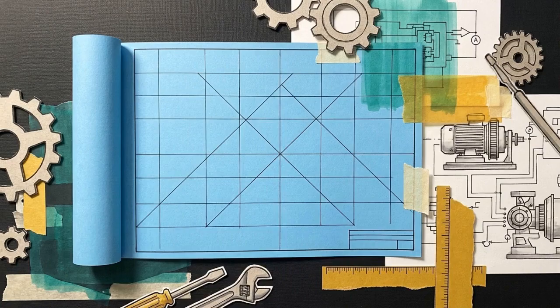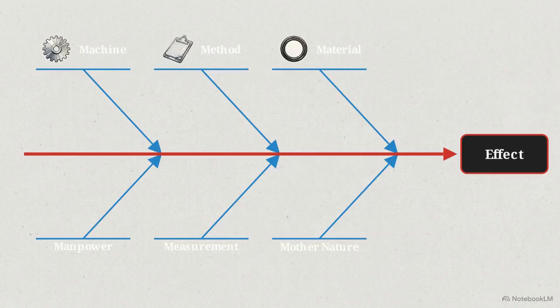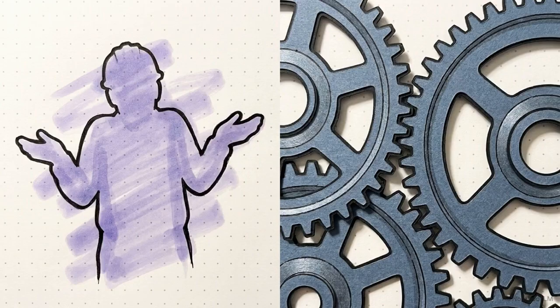When obvious methods fail, organizations need a structured operational blueprint to map out these unseen factors. This is where the Fishbone, or Ishikawa, diagram comes in. Using this visual framework shifts the focus from individual blame to the actual mechanics of operation.